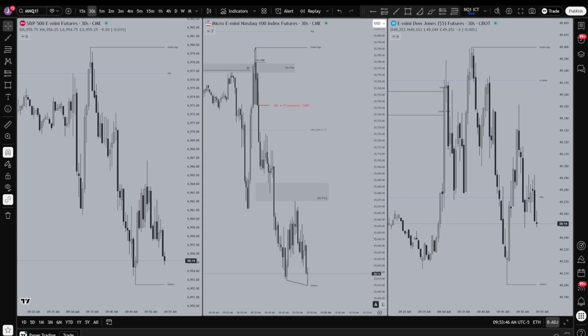Internal SMT with the S at that internal low there. We do still look weak on NQ down towards 595 draw, in my opinion.